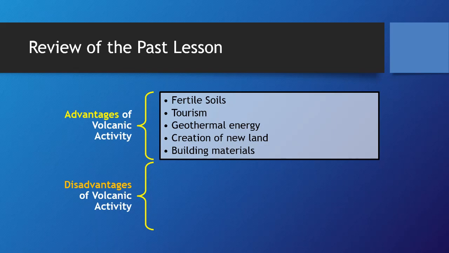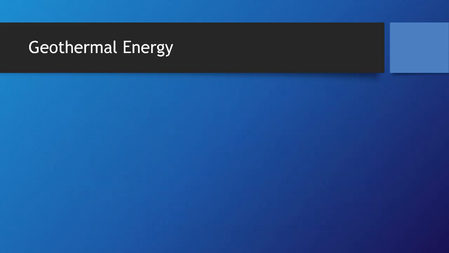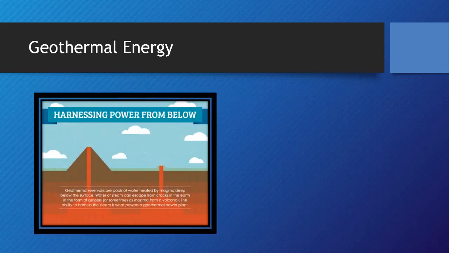On the other hand, for the disadvantages, these are lahars, snowy eruptions, loss of life, damage to property, and effect on the environment. So there are pros and cons with regards to volcanic eruption. For this week, we are going to focus our discussion on what is geothermal energy. So we're going to talk about how to harness power from below the ground.